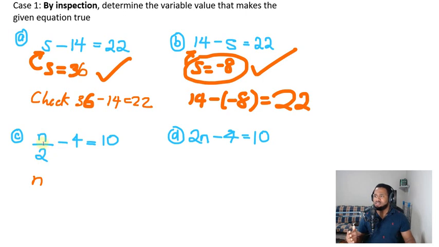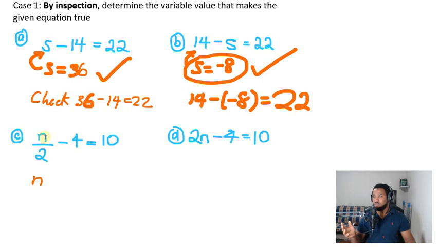That won't work, because 4 minus 4 is equal to 0, but we need our value to be equal to 10. So let's try a really big number for n. So let's say n is 20.